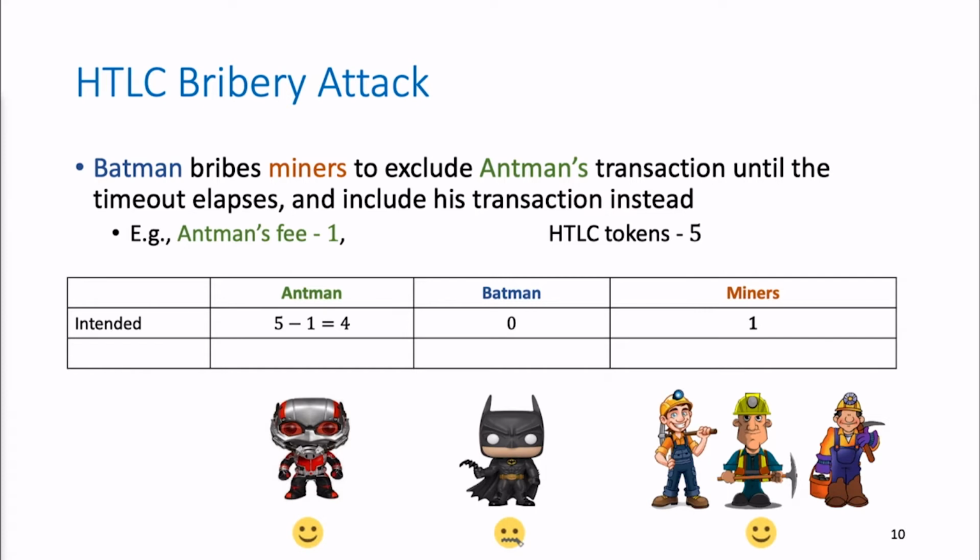So consider the following example. Batman can bribe the miners to exclude Ant-Man's redeeming transaction until the timeout elapses, and then to include his transaction instead. For example, say Ant-Man paid 1 token as fees for his transaction with a pre-image, and the HTLC holds 5 tokens. So in this example, Ant-Man would have gotten 4 tokens, 5 minus 1. Batman would have gotten none, and the miners would have gotten 1 token. Instead, what Batman can do is offer some bribe, say 2 tokens for the miners, which would result with Ant-Man getting nothing, Batman getting 3 tokens, and the miners getting 2 tokens. So clearly, this is better for the miners, who are those who choose what happens. Okay? So there is an opportunity for a bribe here.